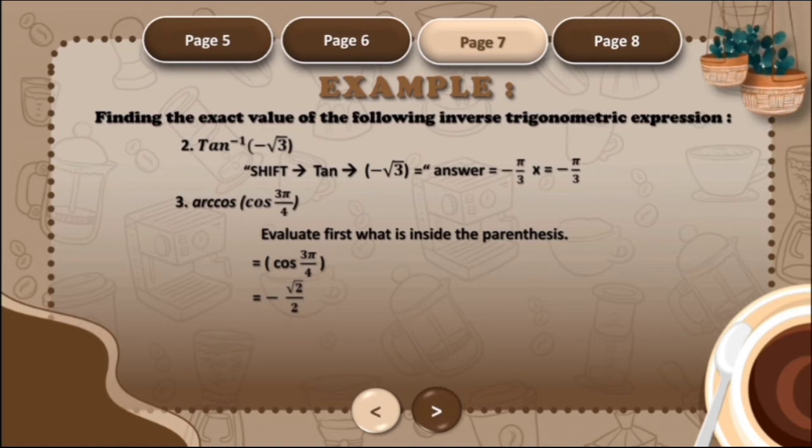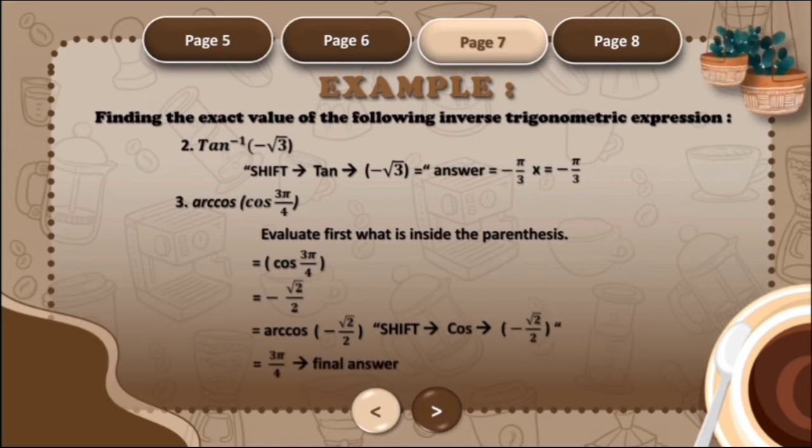And now that you already got the value of the equation inside the parenthesis, we can now evaluate the whole equation. By the way, if you're a little bit confused, this arc cos is the same as cosine inverse, okay? So now let us continue. Evaluate the whole equation by typing shift, cosine, then the equation, and click the equal button, and you'll get 3 pi over 4 as your final answer.